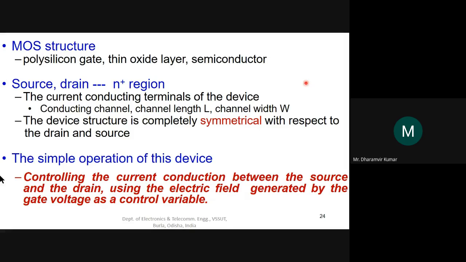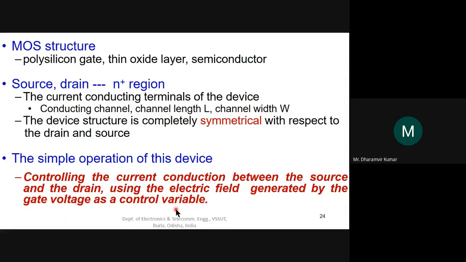Okay, and the most important thing is the operation of the device. The operation of this device is actually because of the field effect, we call this FET, field effect transistor. What is this field effect operation? It is the controlling of the current conduction between source and the drain. Remember that the current will flow between source and drain, and how do we control that current? By using the electric field, and this field is generated by the gate voltage.